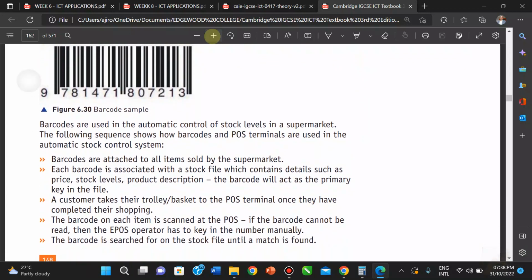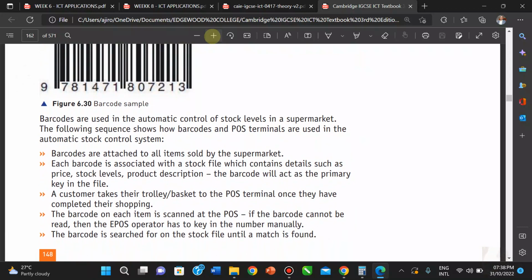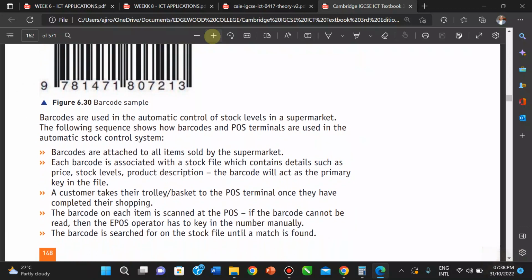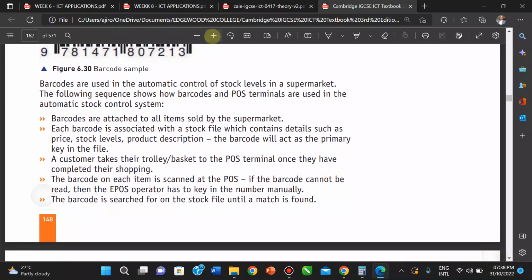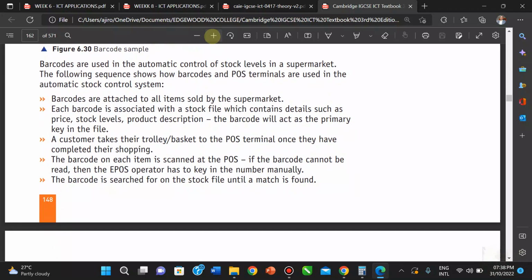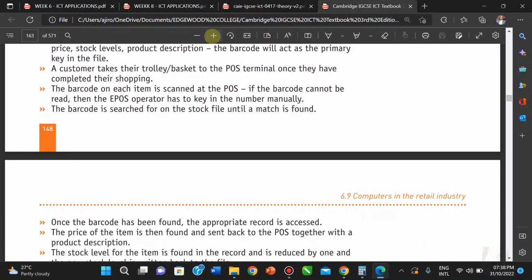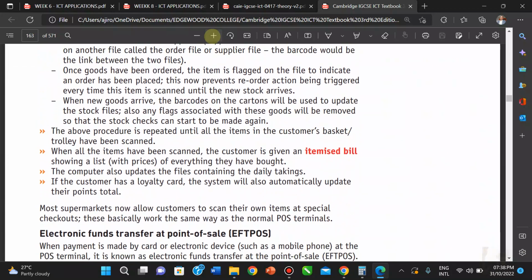Okay, now barcodes are used in automatic control of stock levels in supermarkets to keep prices updated. Okay, and they are attached to all items sold in supermarkets. It is associated with stock files, as the case may be.